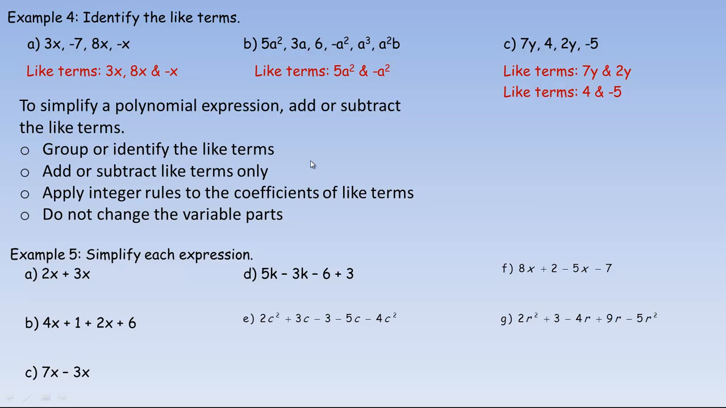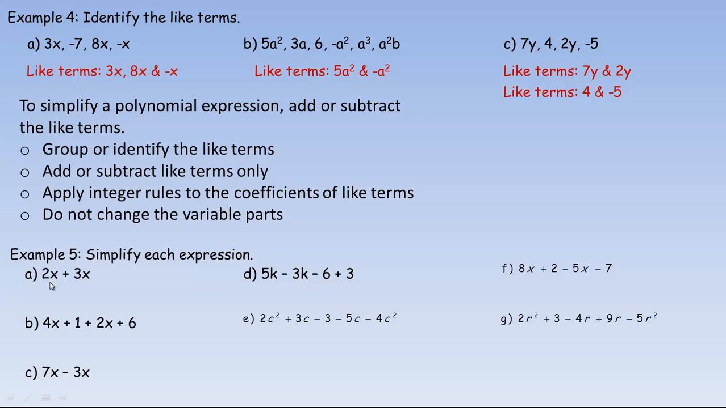Now for the last one here: to simplify a polynomial expression, you add or subtract the like terms. So you group, and the grouping is a good idea when there are a lot of terms, until you get used to this. Add or subtract the like terms only. You apply integer rules to the coefficients of the like terms, and we'll talk about that as we go through the examples. And you don't change the variable parts, and I'll discuss that a bit too.